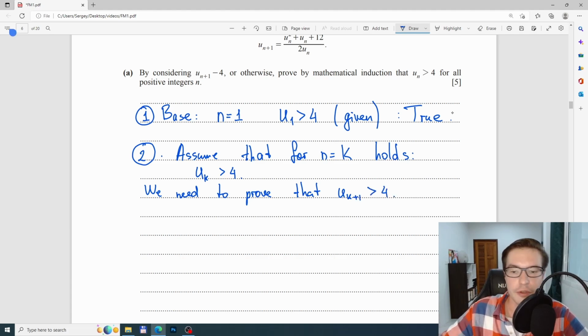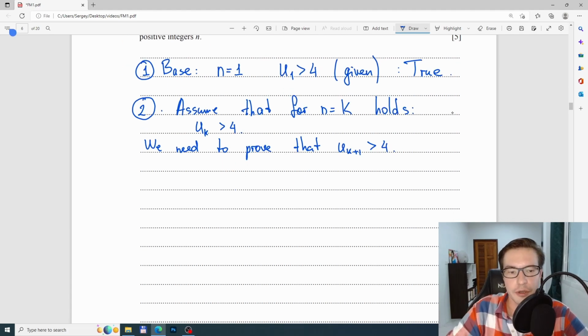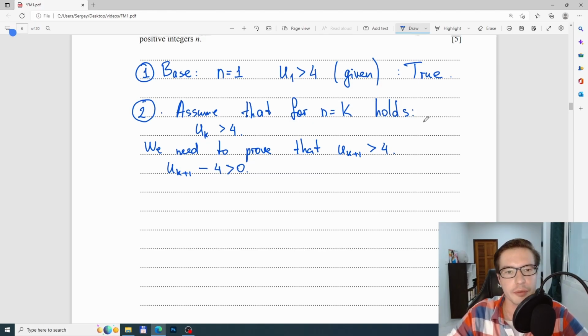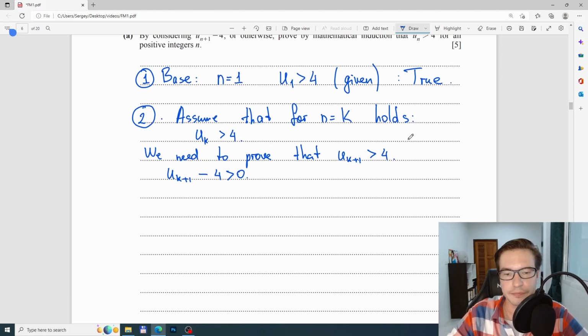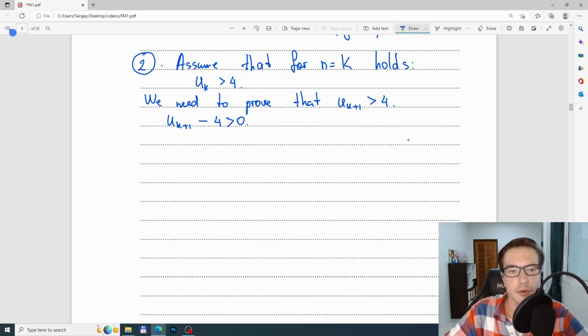uk is also bigger than 4. Okay, that means we can prove that uk plus 1 take away 4 is bigger than 0, and that's why they tell us in the question by considering un plus 1 minus 4. Now, let's focus on uk plus 1 minus 4.